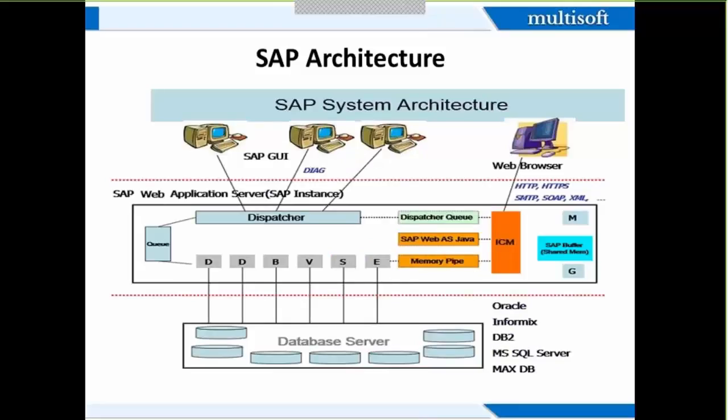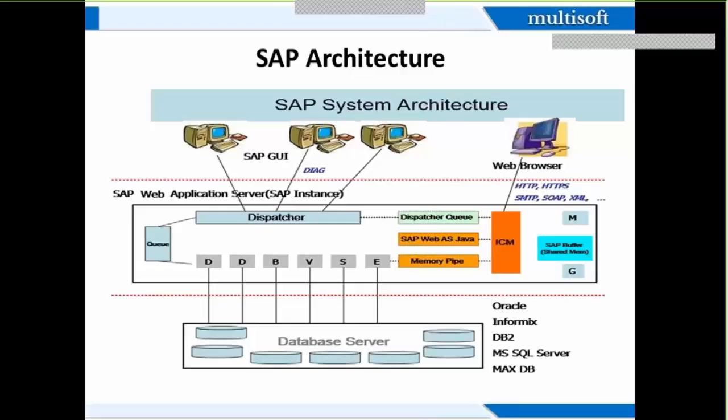So this is the complete architecture. Here is the SAP Web Application Server that SAP installs, and here is the dispatcher. The dispatcher queue provides the work processes: D, V, B, S, E. There are the memory pipes, and there is the ICM. The ICM is basically used whenever you are going to connect with web dynpro. In those cases, this comes into the picture.